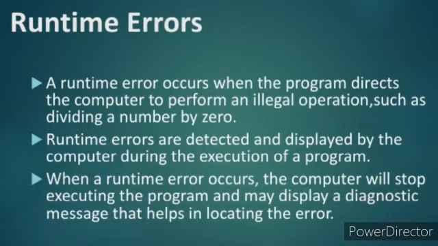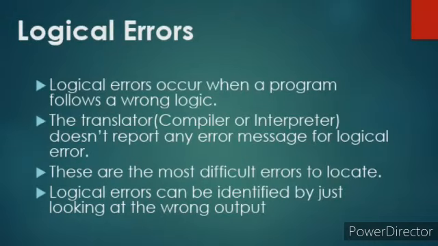Now we are going to discuss runtime errors. A runtime error occurs when the program directs the computer to perform an illegal operation, such as dividing a number by zero. Runtime errors are detected and displayed by the computer during the execution of a program. When a runtime error occurs, the computer will stop executing the program and may display a diagnostic message that helps in locating the error.